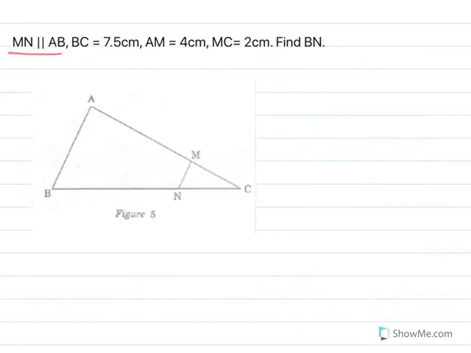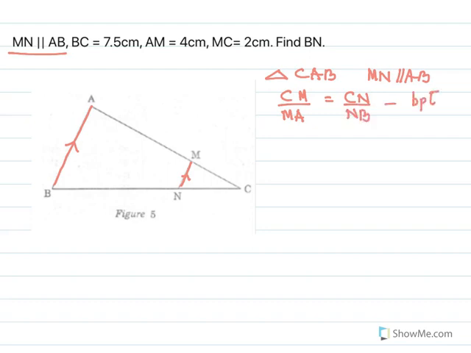For the next one, MN is parallel to AB. So in triangle CAB, MN is parallel to AB. So hence we can write CM over MA equal to CN over NB. So write that CM over MA equal to CN over NB, BPT.